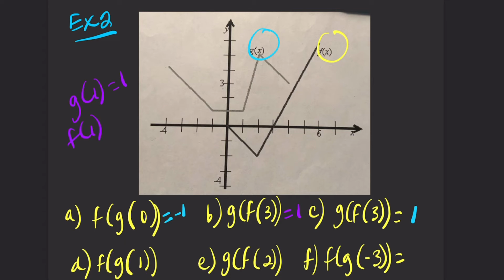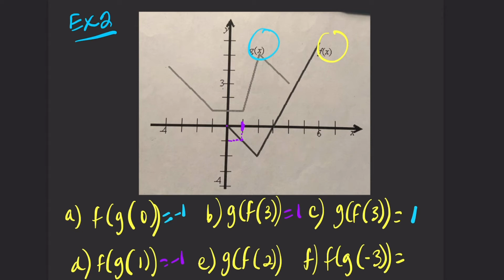Now we're looking at the black graph. We are trying to find the y value when x is 1. When x is 1, your f of x is down here at -1. So letter D was -1.